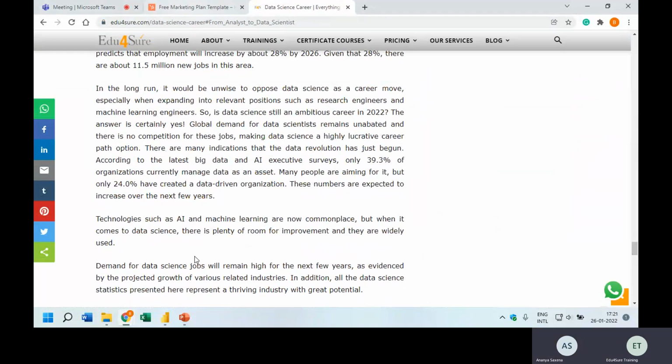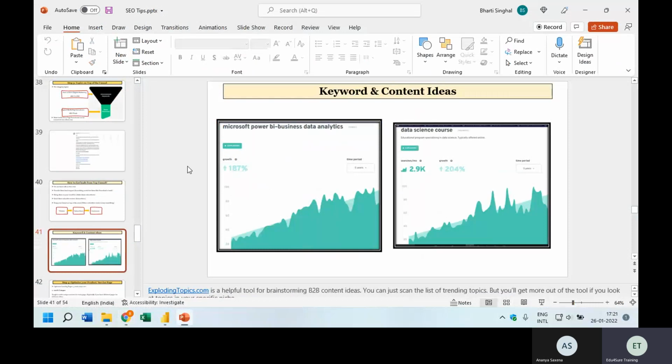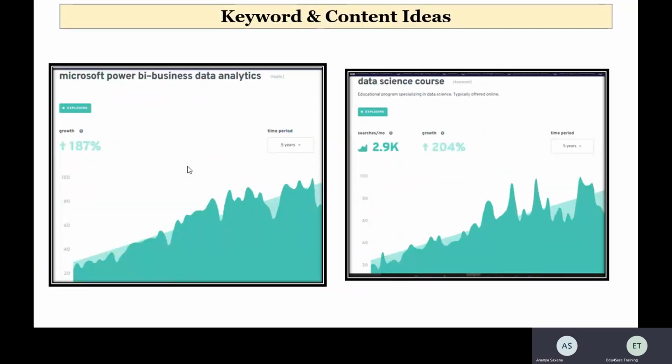Now the idea I want to tell you is that you also have to think about what topics related to your business you can write about. The growth can show that these topics are in demand. People are searching about them. So accordingly you can plan your content as well.